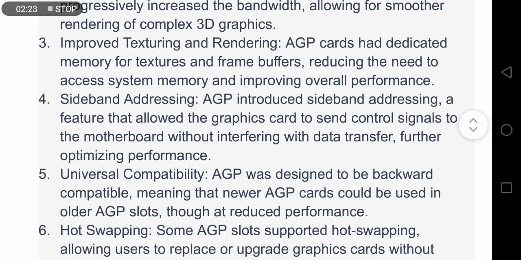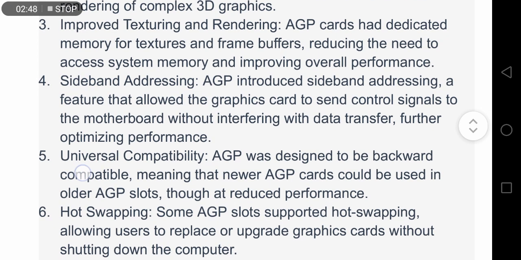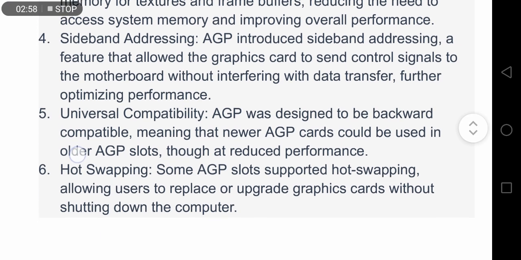Number 3. Improved texturing and rendering. AGP cards had dedicated memory for textures and frame buffers, reducing the need to access system memory and improving overall performance. Number 4. Sideband addressing. AGP introduced sideband addressing, a feature that allowed the graphics card to send control signals to the motherboard without interfering with data transfer, further optimizing performance.